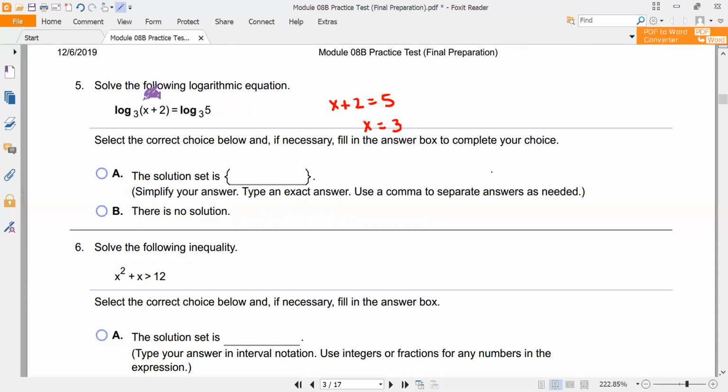Now we still need to check it. 3 plus 2 needs to be greater than 0, which it is, and this also is greater than 0 by itself. So the only solution is positive 3.